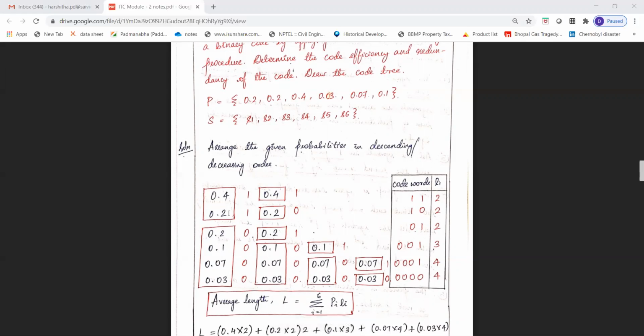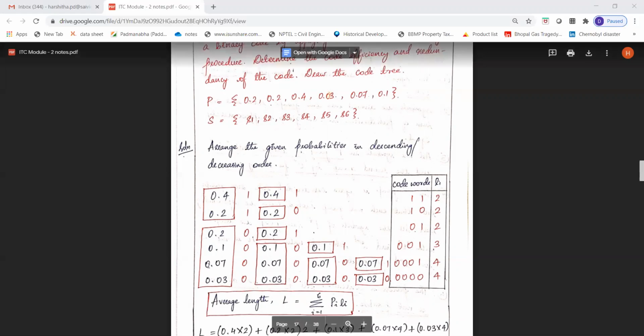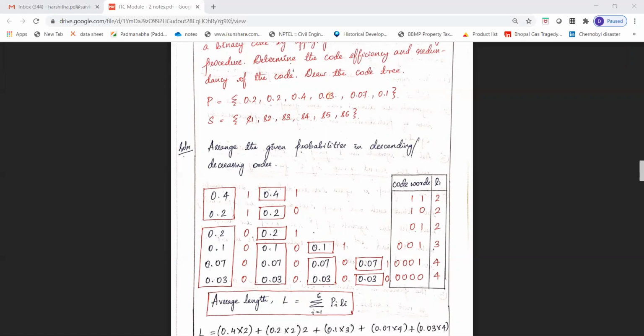So what I'll do is group 0.4 and 0.2. This is known as the first subgroup, and the last set of 4 values I'll group and call the second subgroup. After grouping, the next step is assigning 1 and 0 to subgroup 1 and subgroup 2 respectively. So for subgroup 1 I'll assign the value 1, and for subgroup 2 I'll assign the value 0.